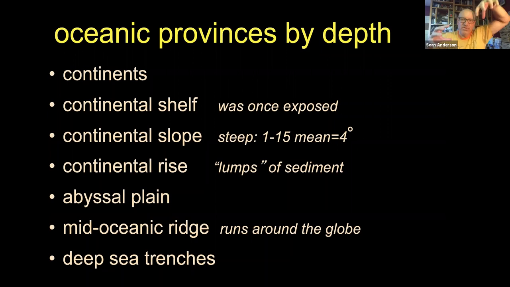Okay, again, the continental rise is just the toe at the bottom of the slope, where essentially stuff that erodes off the top or tumbles off the top goes down and builds up at the bottom. The plain I mentioned is the flat area. The oceanic ridges are these mountain ranges. And then we have these trenches.